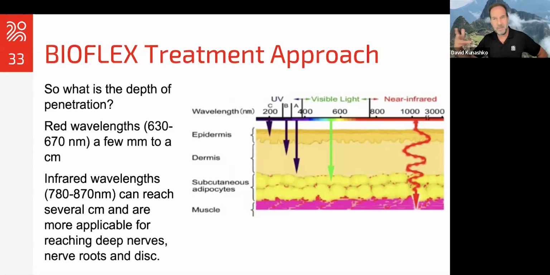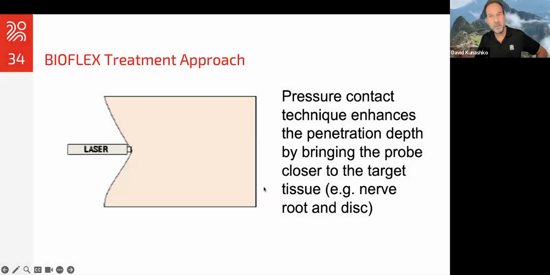Because it depends on many factors: how much fat there is, the density of the tissue, the skin color, wavelength, power, time of treatment, all these kinds of things. But it can get in there. You should be able to reach a herniated disc or at least a nerve root where it's inflamed if you know what you're doing. And if you know what you're doing, you're going to apply some pressure contact to the actual skin to depress the tissue to get the tip of the probe closer to the target. So if my target is here where the mouse is, by pushing in, you can see it's closer now.